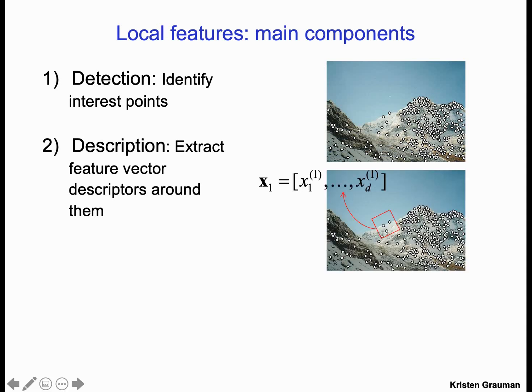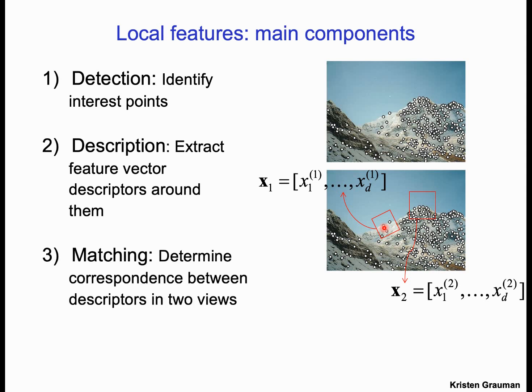For instance, given an image like this, we detect all the corners that are indicated with the white dots here. Then, around each interest point, we create an area and we extract a feature, a vector that describes the intensity pattern in that. For each interest point, we extract another feature.